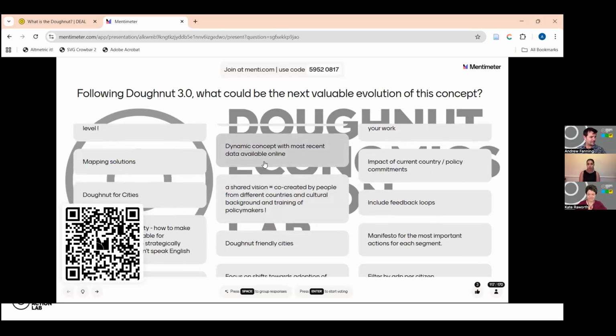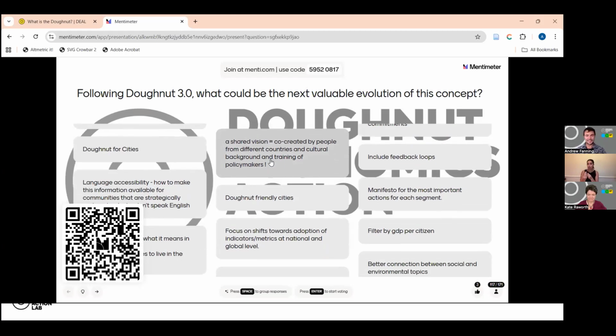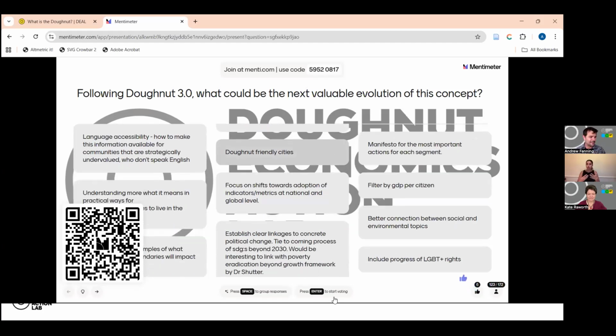Dynamic concept with the most recent data available online. Did I mention we were going to update annually? I think I mentioned that. That's definitely a plan from here on in, and not to do this big major scientific publication. The idea is to lean on the scientific methods and publication which have been peer reviewed to date and use that as a springboard for updating on an annual basis from here on in.